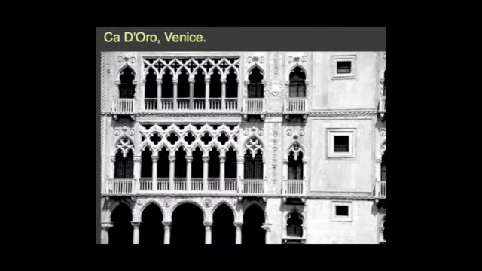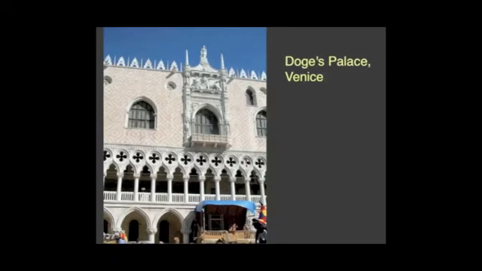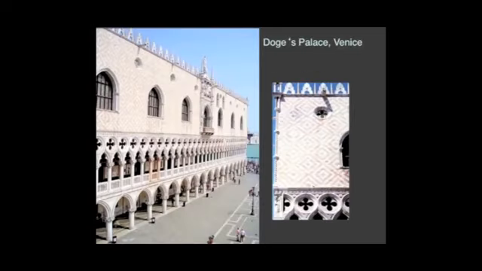Ca' d'Oro, really beautiful. Look at how it transforms not simply left to right in terms of its rhythms, but top to bottom in terms of its rhythms and its densities. Great building. Probably the most famous Venetian Gothic building is the Doge's Palace. And the Doge, we already said, is the Duke, the big ruler. Who's been to Venice?